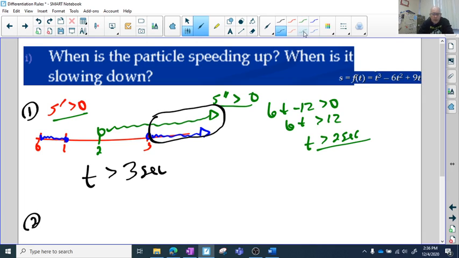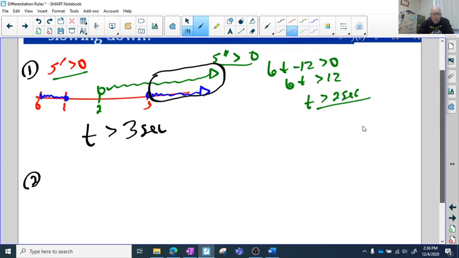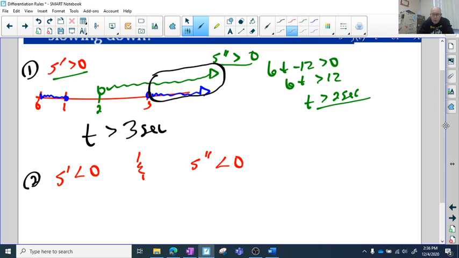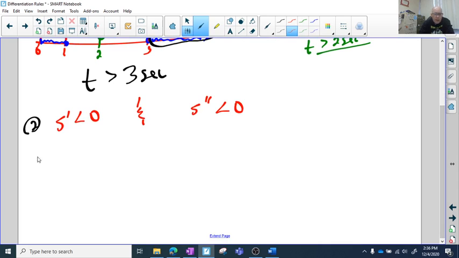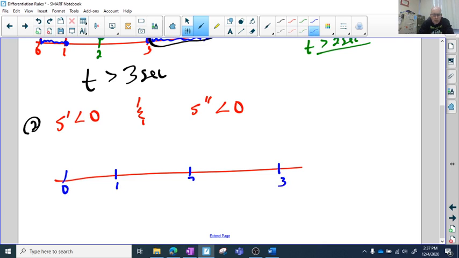So the other possibility is the velocity could be negative and the acceleration could also be negative. Well, then they're both going to work together in a downward or left direction. And now let's number line this one. So on a number line, we have our 0, 1, 3, 2. So it said negative direction was between 1 and 3. So 1 and 3.